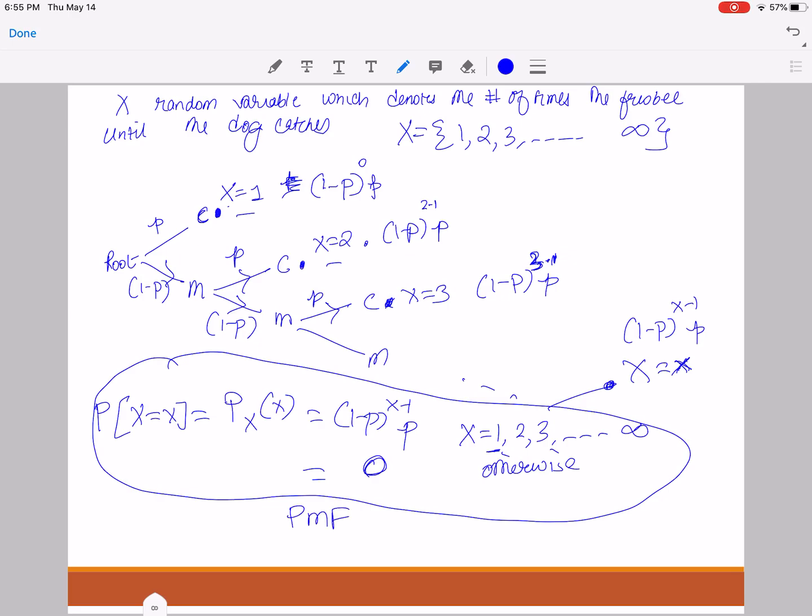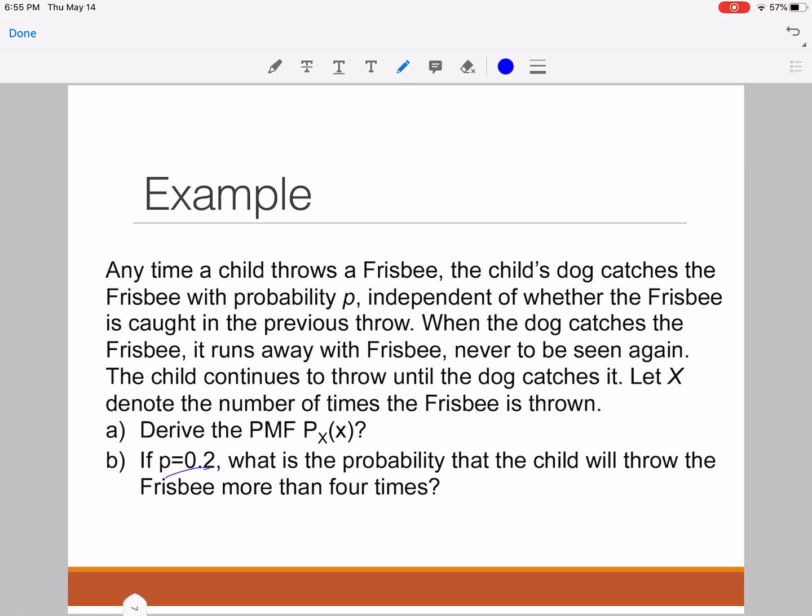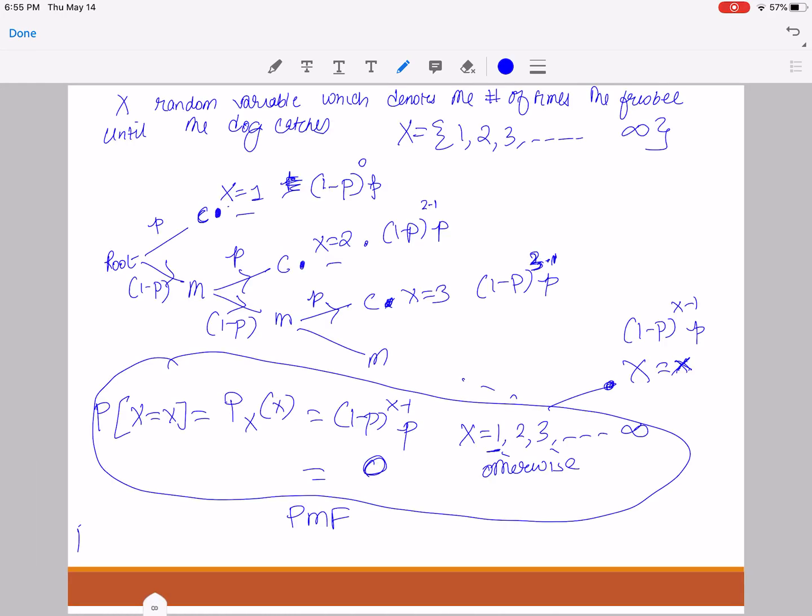And using this PMF, I can solve all kinds of probability problems associated with this particular problem. For instance, I need to find out, if p is equal to 0.2, what's the probability that the child will throw the frisbee more than 4 times? So I need to find the probability that x is greater than 4. And that can be found by performing 1 minus the probability that x is less than or equal to 4, which is 1 minus the probability that x is equal to 1, plus the probability that x is equal to 2, plus the probability that x is equal to 3, plus the probability that x is equal to 4.